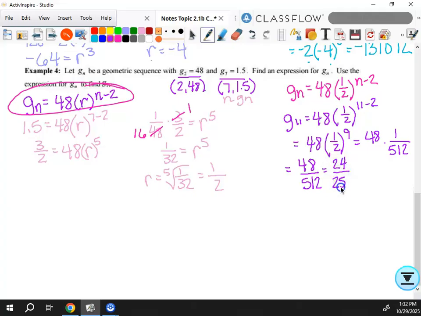24 over 256, 12 over 128, 6 over 64, 3 over 32, and then I can't go any farther. Of course, you can totally reduce different ways if you see the numbers. Some of y'all I know can manipulate numbers in your head greatly, but I think that process probably helps a lot of people that struggle with that.